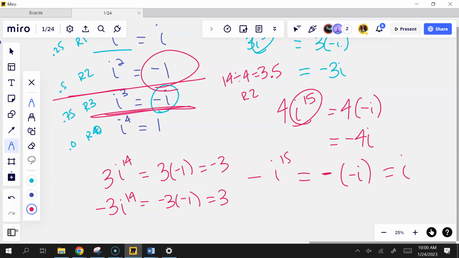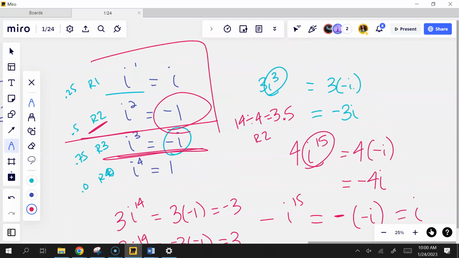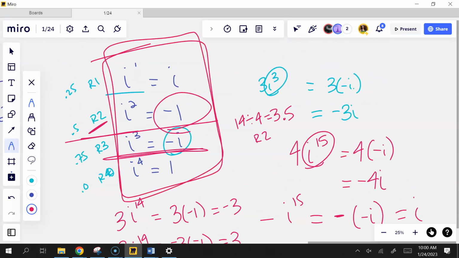How does the i become negative? i squared is negative 1. Or anything with a remainder of 2 when you divide by 4. This is the chart that is the most important to you: i, negative 1, negative i, 1.